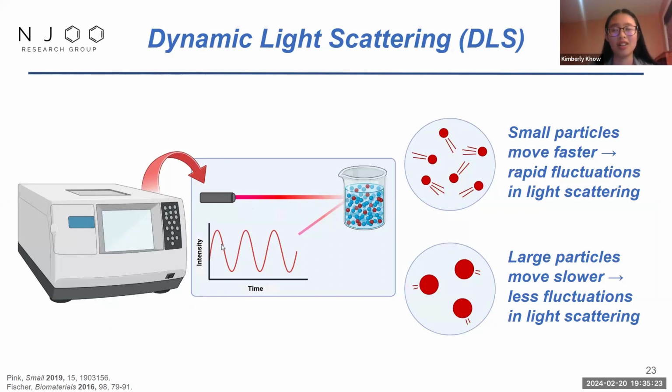So at constant temperature, smaller particles tend to move faster, and thus the light scattering would have more rapid fluctuations, while larger particles would move slower, and we would see less fluctuations in light scattering. So the instrument can take all this information together and use it to determine approximately how large our particles are.